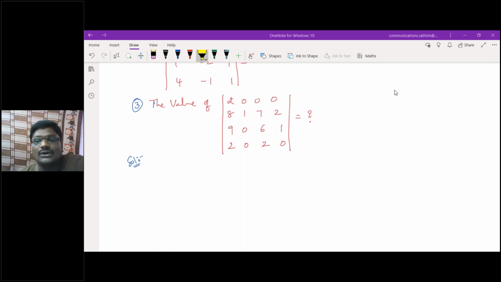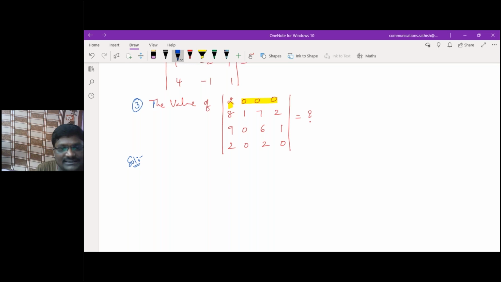In such a case, if you observe properly, the first row has only one element and the remaining elements are zeros. What is the determinant of a matrix by definition? The sum of the signed cofactors.